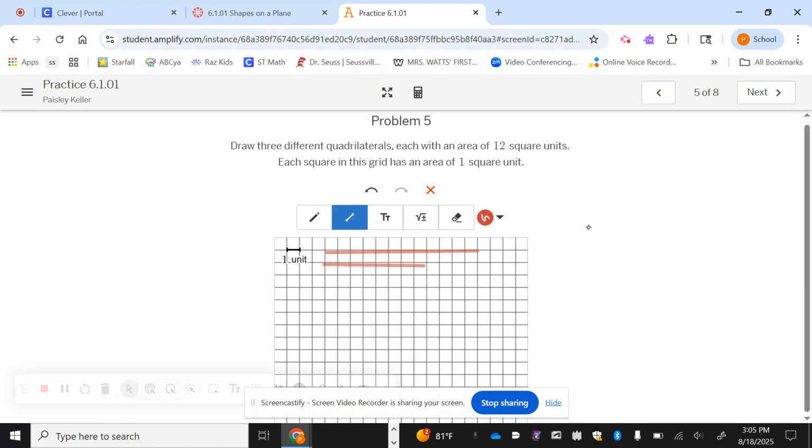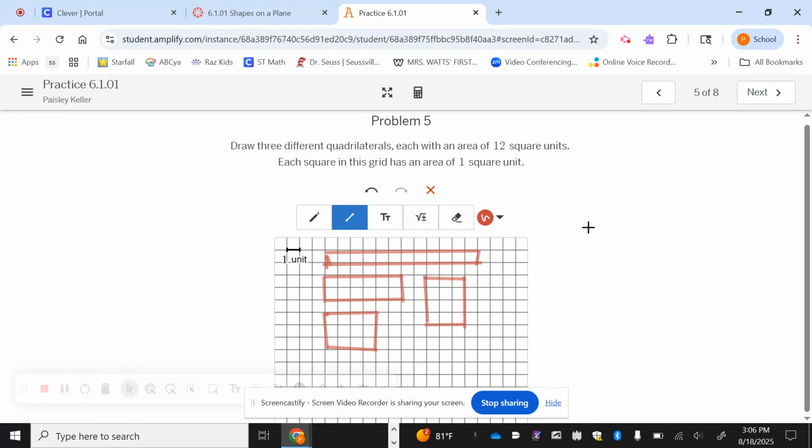I can do a 12 by 1. That would be an area of 12. I could do a 6 by 2. 6 times 2 is 12. I can do a 4 by 3. I keep trying to do it too many at once. A 3 by 4. I can do the reverses of all of these. And so there's lots of different ways you can do it.